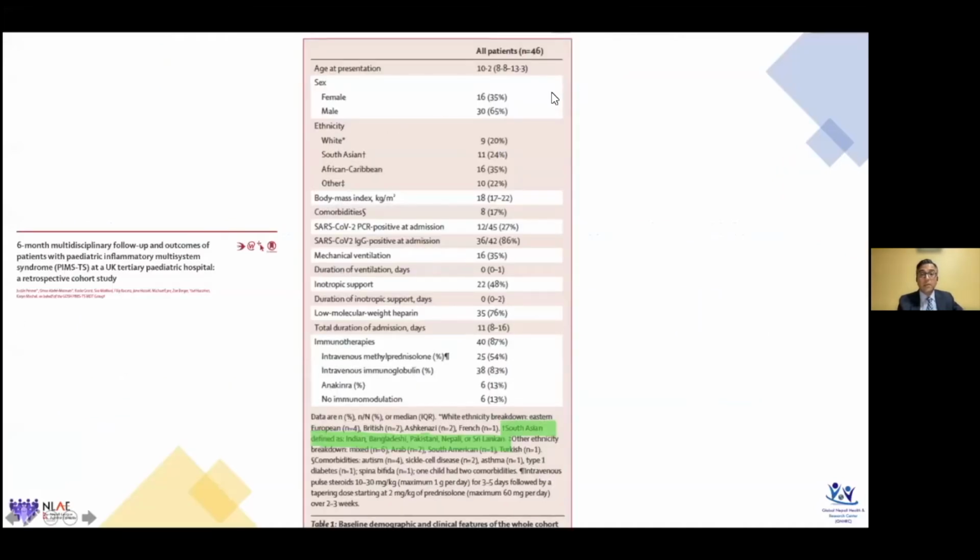So this is a table that I wanted to share with you, to show that the male dominance was higher, 65% compared to the female. Among the ethnicity, in contrast to the white race that we saw in the adult folks, we had very few white patients here. African Americans and Caribbeans were higher, and also South Asian. South Asian included Indians, Bangladeshis, Nepali, Pakistani, and Sri Lankans. They were all treated with corticosteroids and IVIG. So it is interesting that anybody can develop this pediatric multi-inflammatory multisystem syndrome.